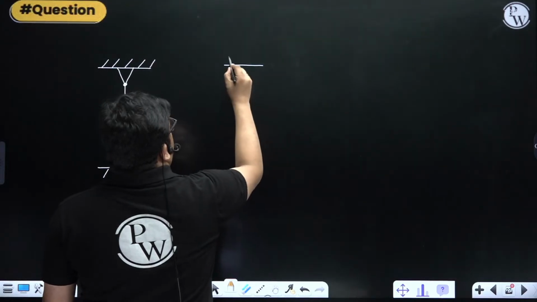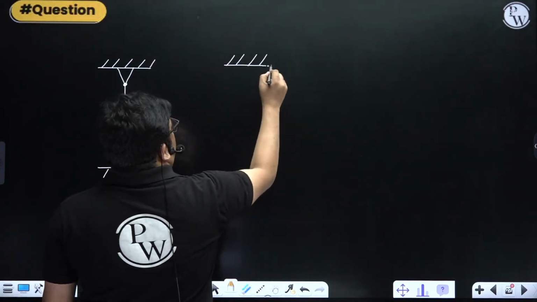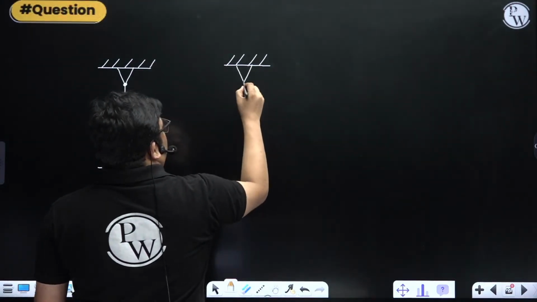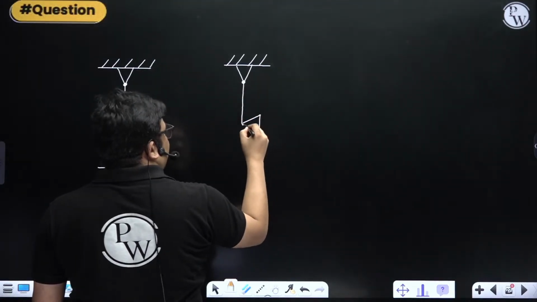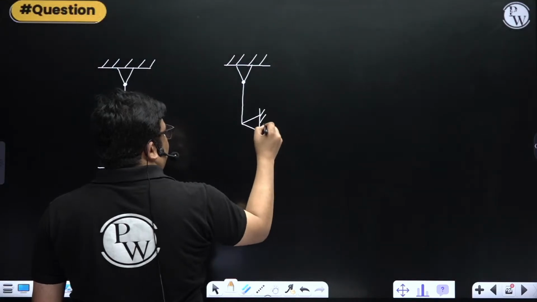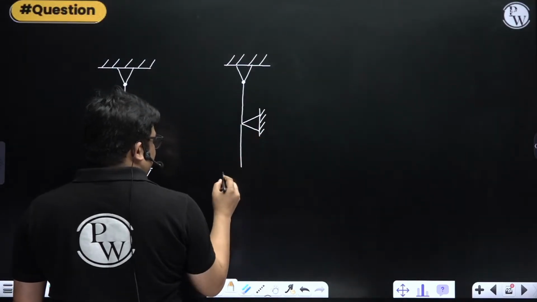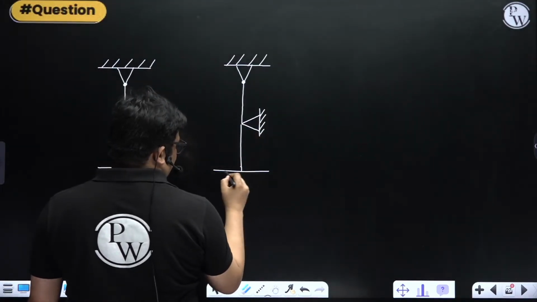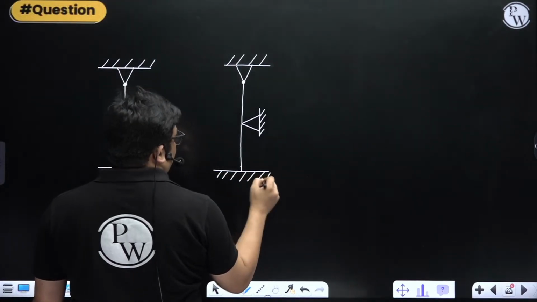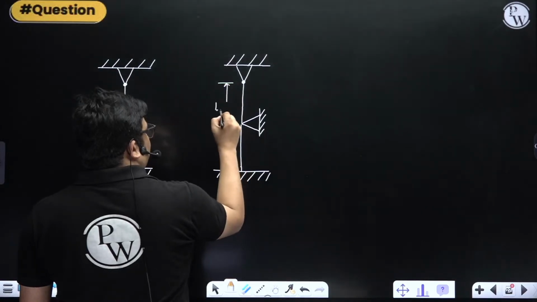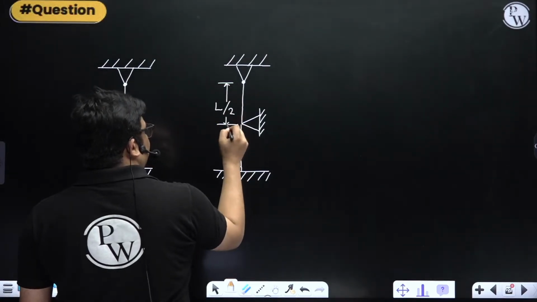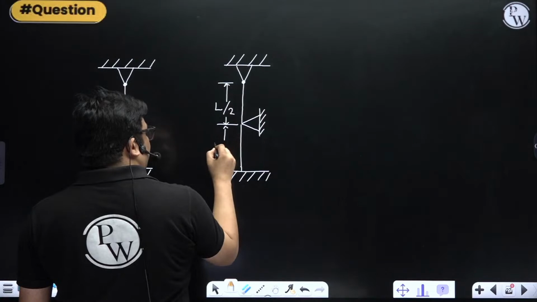Now I will pin it at the mid depth. Now if I pin it at the mid depth, then what will be the new buckling load for this column? Please find out. If this is L by 2 and this is also L by 2.